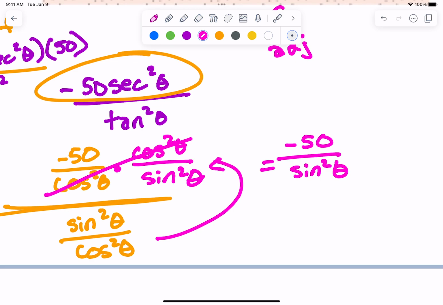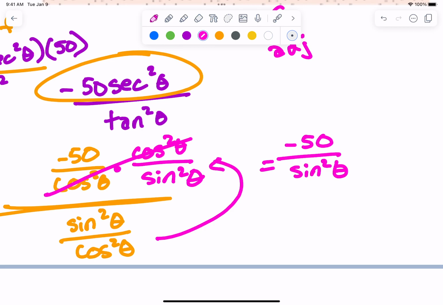Do you want me to go through it again? Yes. Okay, so we are at this point right here: negative 50 secant squared theta over tangent squared. We said secant squared is 1 over cosine squared, so I'm going to leave the negative 50 over cosine squared. That's what secant squared is. Tangent squared is sine squared over cosine squared, so I have this fraction over this fraction. Then we flip him to the top, so now he has cosine squared over sine squared. The cosines cancel, so negative 50 over sine squared. And now we're going to plug in 45 degrees.